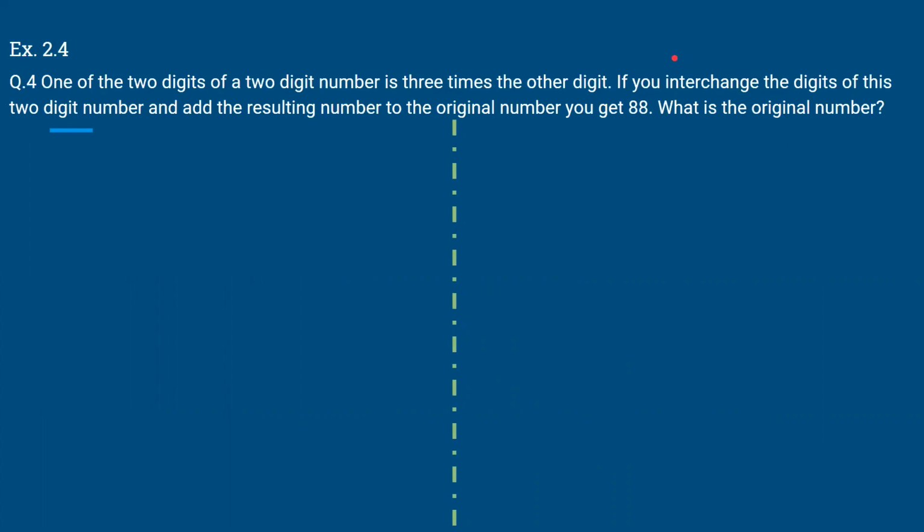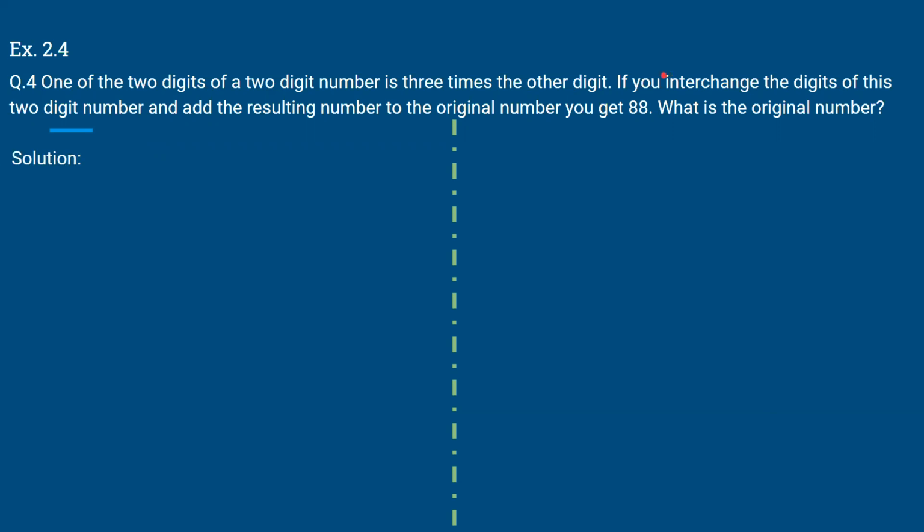The question is: one of the two digits of the two-digit number is 3 times the other digit. If you interchange the digits of this two-digit number and add the resulting number to the original number, you get 88. What is the original number?